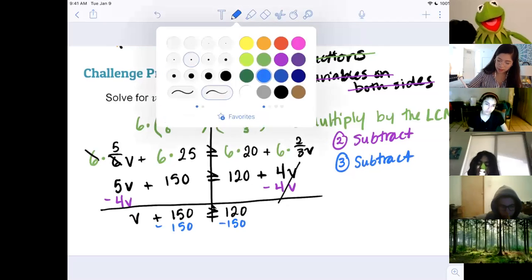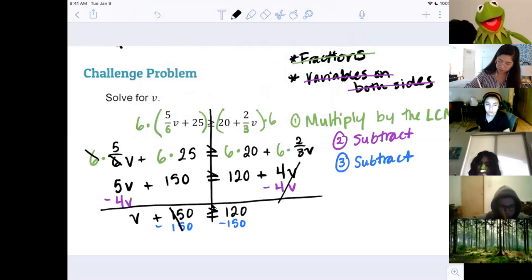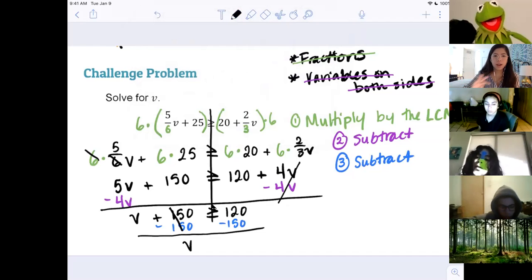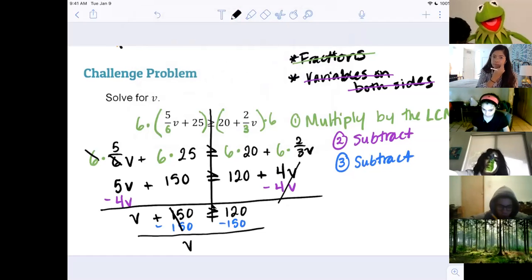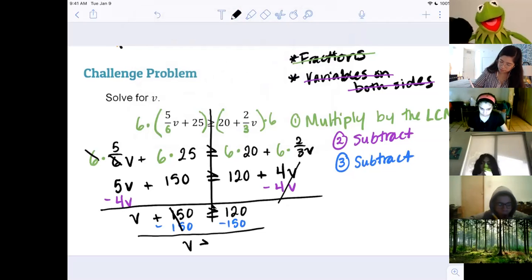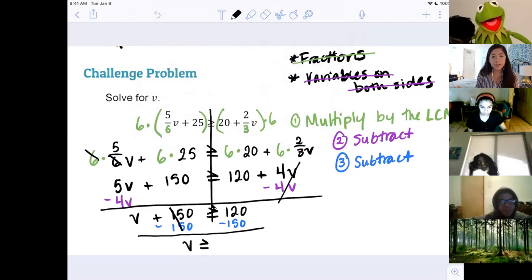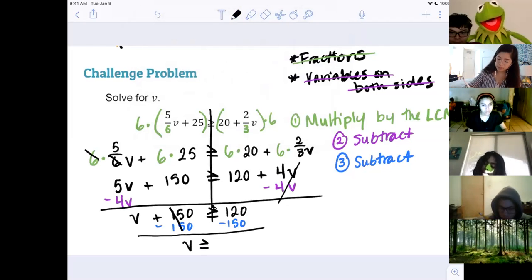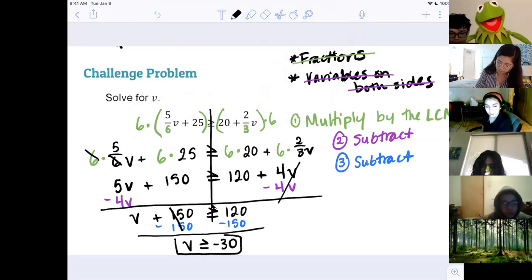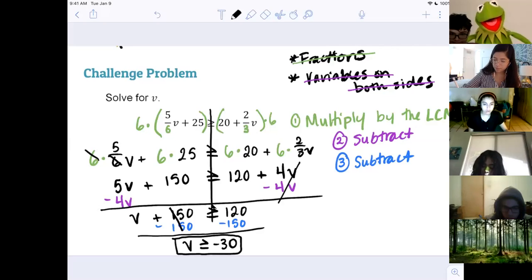Have I multiplied or divided by a negative number? No. Exactly. Not yet. I have not done any multiplication or division by a negative. So does my sign stay the same or flip? Same. Exactly. And what do I get when I subtract 120 minus 150? Negative 30. Good job. That's my answer. Now I'm going to graph it.